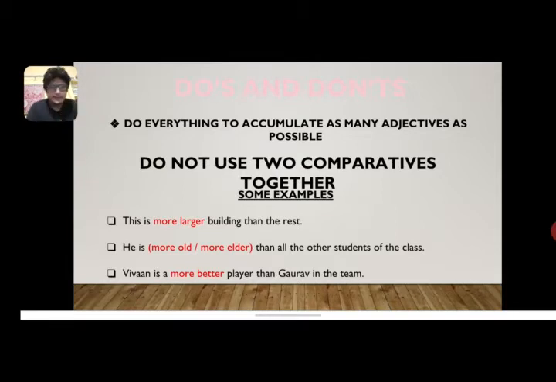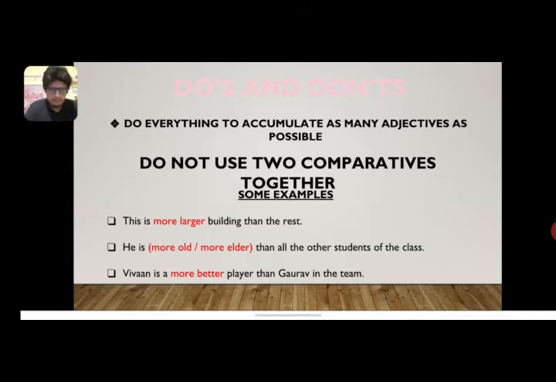All right, next. He is more old, more elder. Both are wrong. If you say he is old than all the other students of the class, again, it's wrong. You have to use elder or older. Usually use elder. Why? Because we are talking in terms of age. We're not talking in terms of its years of existence. So he is elder than all the other students of the class.